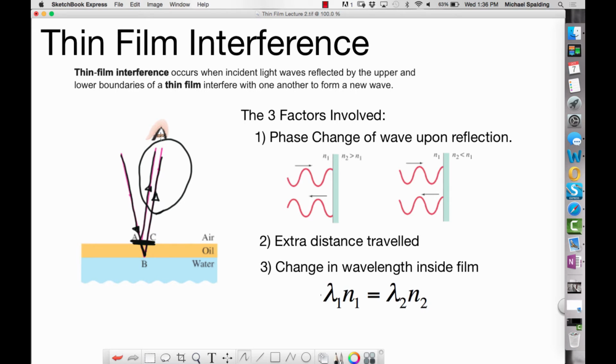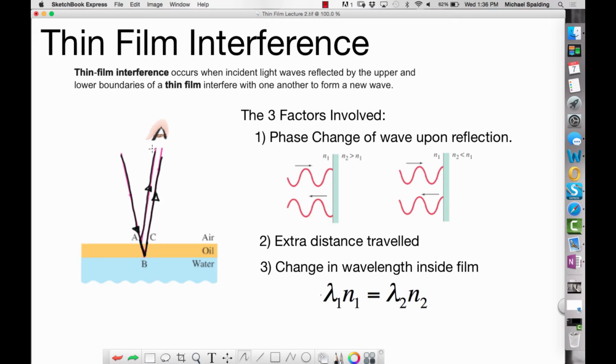So you follow where she's looking, straight down like this. What are you going to see? Bright spot or dark spot? A bright spot. Now, what would have to be true in order for her to see a dark spot right here on the oil? The two waves would have to be out of phase. You guys follow me? So this is what thin film interference is all about.